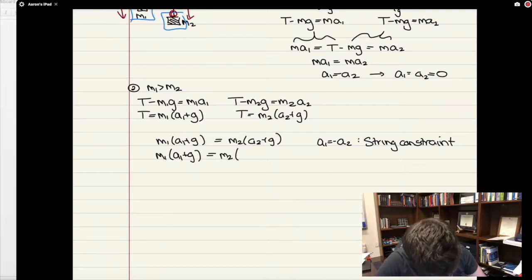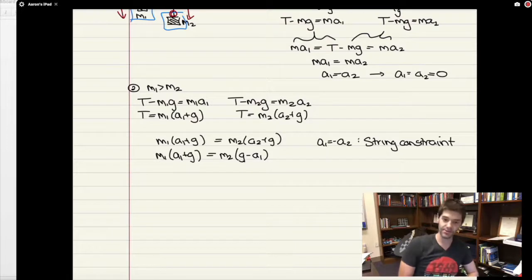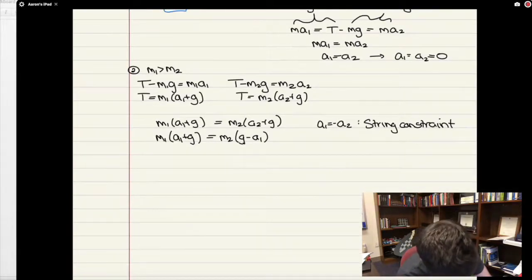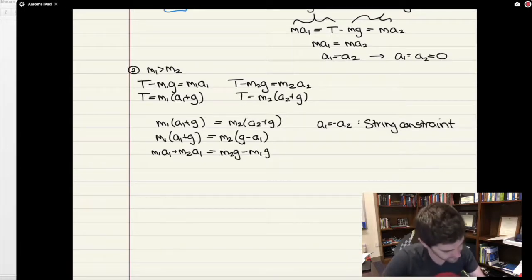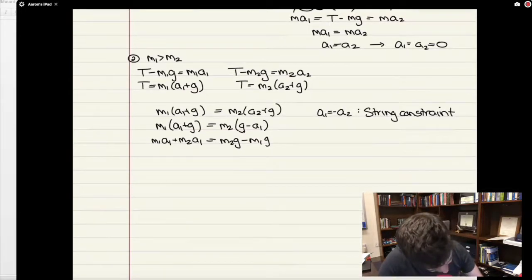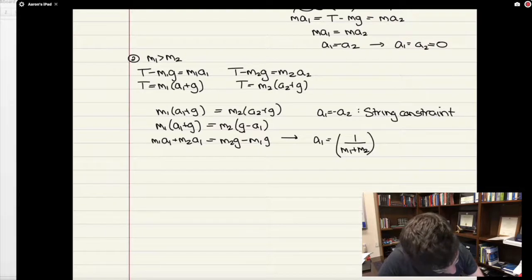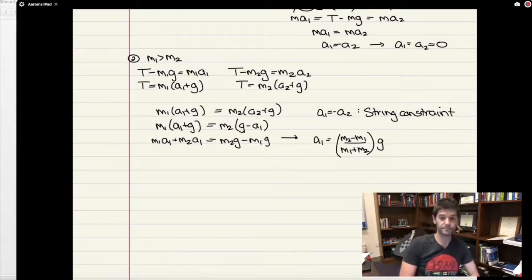The nice thing there is that then I can substitute that into my expression. And now I have an expression just for a sub 1, for example. So I could say this is m1 a1 plus m2 a1, if I move that to the other side. And this is m2 g minus m1 g. Or perhaps if I just do the algebra, it is 1 over (m1 plus m2), and then m2 minus m1 on the top, all times g. Now we have to interpret this.